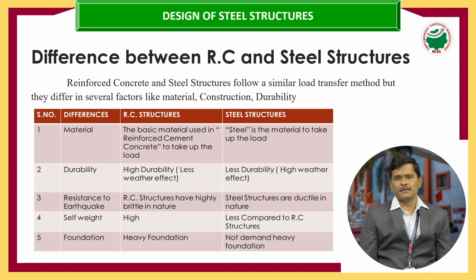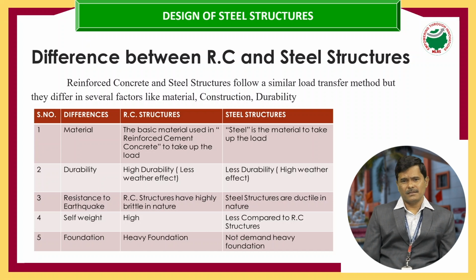But in steel structure, the steel material is ductile in nature. So when earthquake load comes, at least we can have some time to save. So steel structures are ductile in nature. So compared to RCC, it may be good for earthquake resistance. And self weight, you can see RCC structure has high self weight. Whereas the steel structure, when compared to RCC, has less self weight.